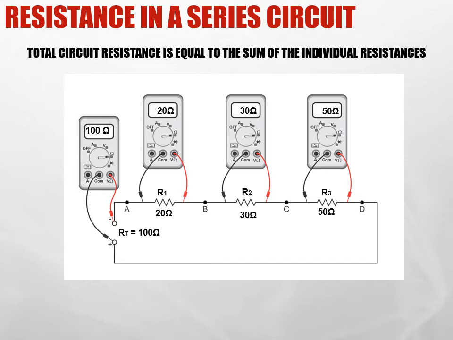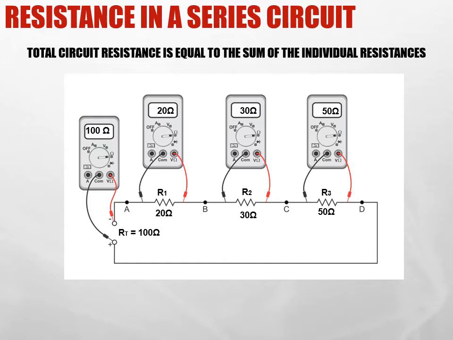So for an example, here we have a simple series circuit containing three resistors: a 20 ohm, a 30 ohm, and a 50 ohm resistor. The electrons are forced from the negative of the power supply past point A, where they have to go through R1 of 20 ohms, past point B, where they then have to go through R2 of 30 ohms, past point C, where they have to go through R3 of 50 ohms. Then, after point D, the electrons can make their way back to the positive side of the power supply.